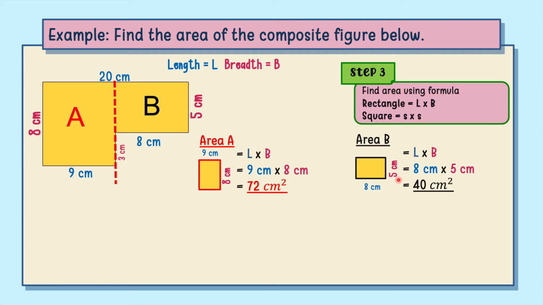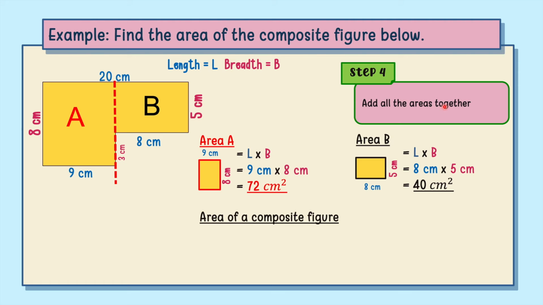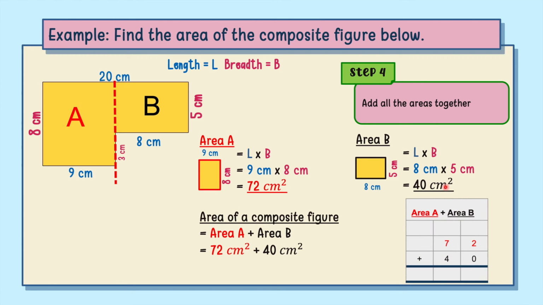So step number 4, we add all the areas together. Area of a composite figure is equal to area A plus area B. So what is area A? Area A is 72 centimeter square plus area B is 40 centimeter square. I will show the working at the side here. 72 plus 40, so 2 plus 0 is 2. 7 plus 4 is 11. So my answer is 112 centimeter square.